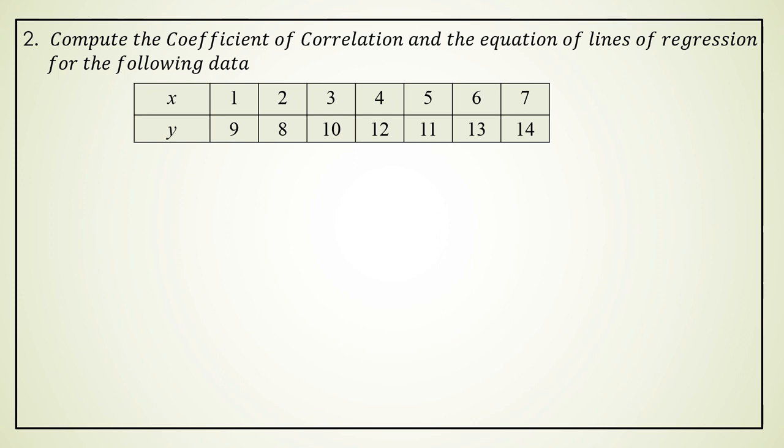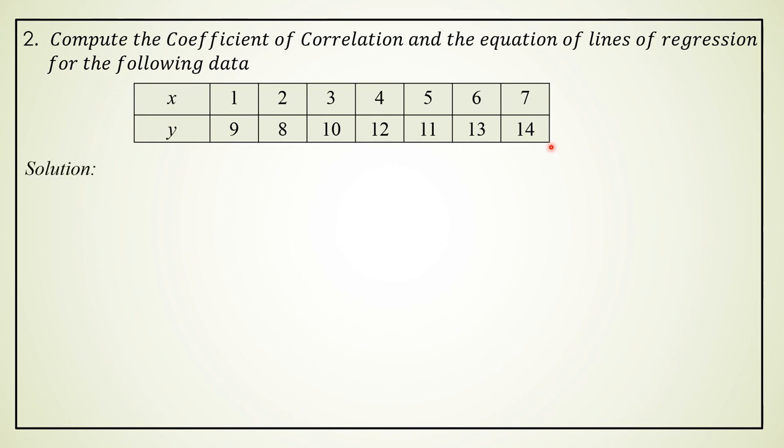Next problem. Compute the coefficient of correlation and the equations of lines of regression for the following data. The values of x and y are given here. For the value of x equal to 1, y is 9. For x equal to 2, y is 8; 3, 10; 4, 12; 5, 11; 6, 13; and 7, it is 14.